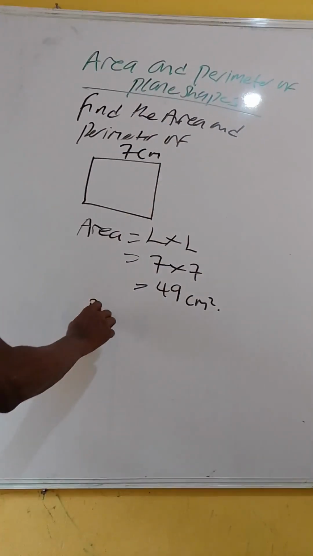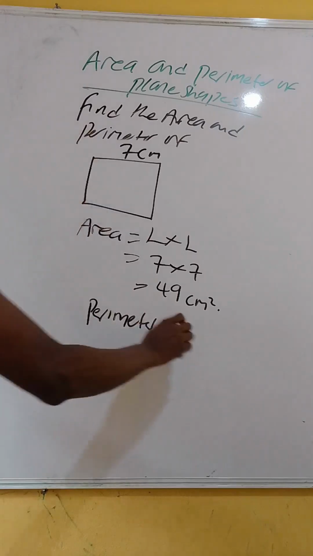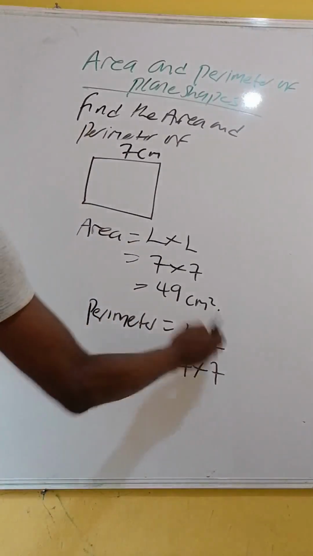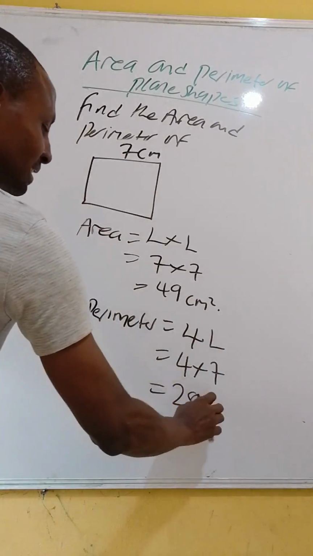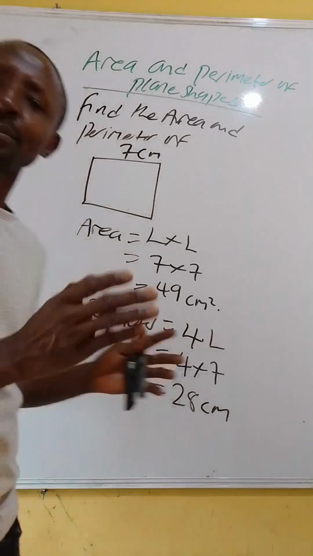Then perimeter. Perimeter is simply 4L, which is 4 times 7. L is 7, which will give us 28 centimeters. So 28 centimeters is the perimeter.